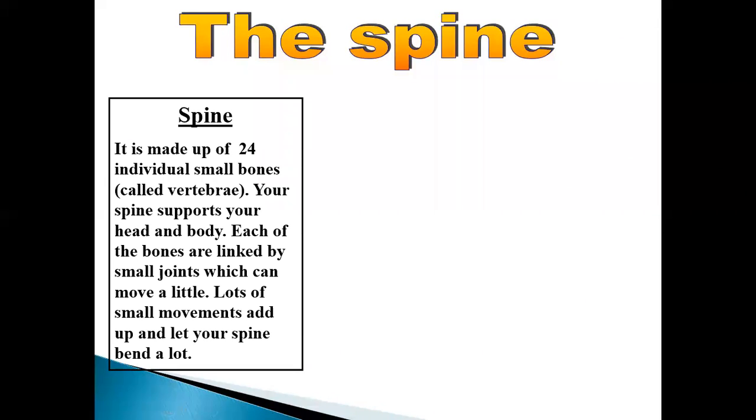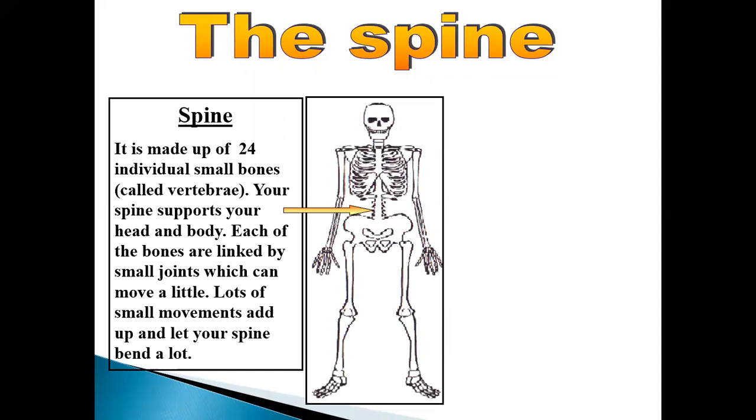The next part is called the spine. It is made up of 24 individual small bones called vertebrae. Your spine supports your head and body. Each bone is linked by small joints. So there are lots of small vertebral bones present.